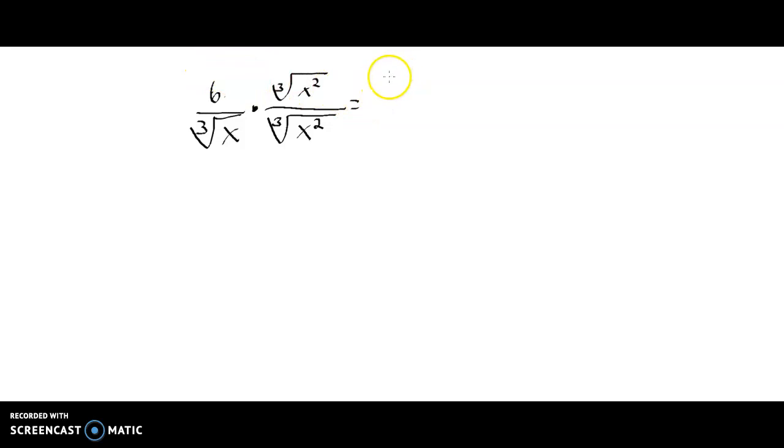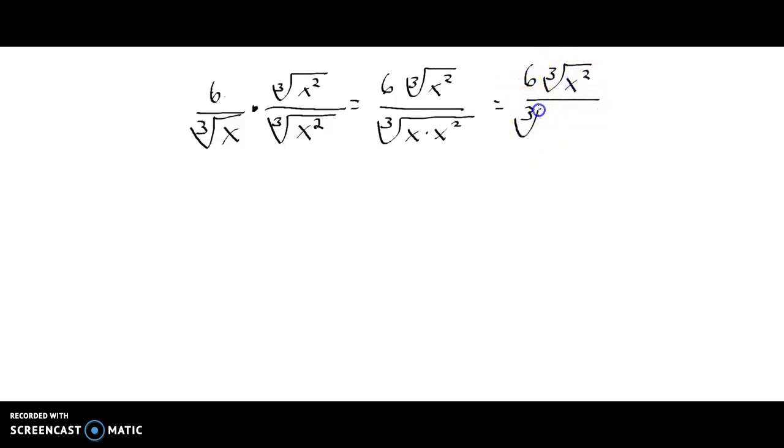So now when I've multiplied this out, I have 6, the cube root of x squared divided by the cube root of x times x squared. When we add together our exponents, or even if we break this apart further, we have 6, the cube root of x squared over the cube root of x times x times x, which means we have 3 x's. And in this case, this would be x to the third, we're going to divide the 3 by 3, which gives us 1. So our final answer will be 6, the cube root of x squared divided by a single x.